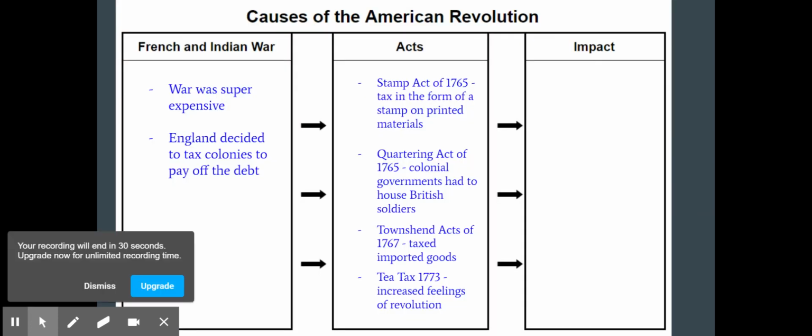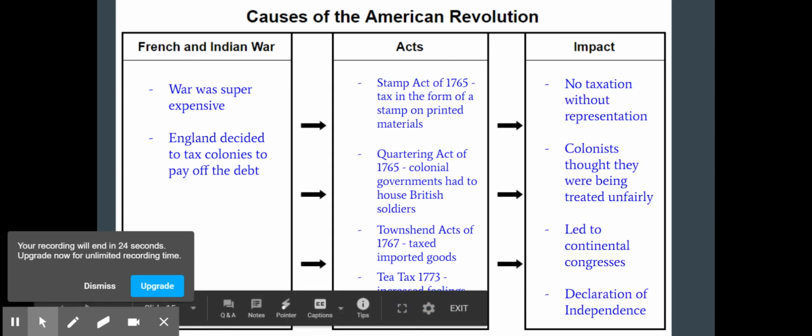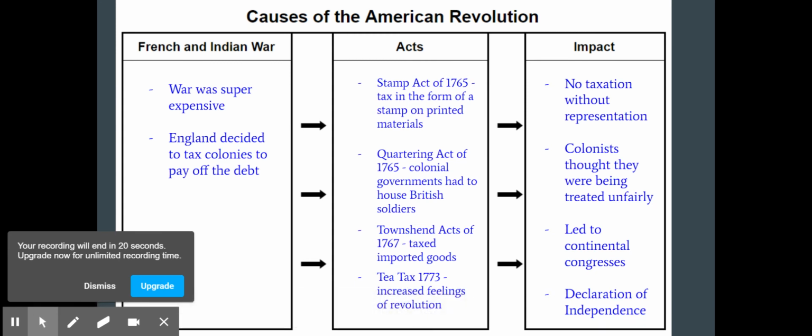All right, so we have all of these acts, all of these things. What was the impact of these? Well, it led to that idea of no taxation without representation. The colonists thought that they were being treated unfairly, which led to the Continental Congresses that eventually wrote that Declaration of Independence. All right, so please go ahead and make sure to pause this video and make sure that you have all of these notes down. And then once you are, we are ready to move on to our part 3 of our learning.